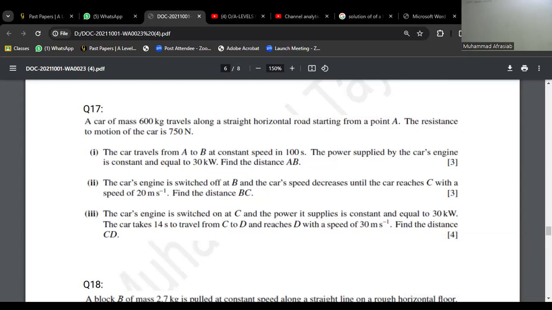The next part: the car engine is switched off at B and the car's speed decreases until the car reaches C with a speed of 20 meters per second. Find the distance BC. The third part: the car engine is switched on at C and the power supplied is constant and equal to 30 kilowatts. The car takes 14 seconds to travel from C to D and reaches D with a speed of 30 meters per second. Find the distance CD.